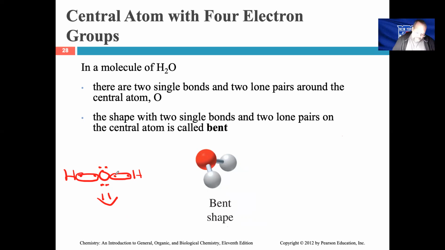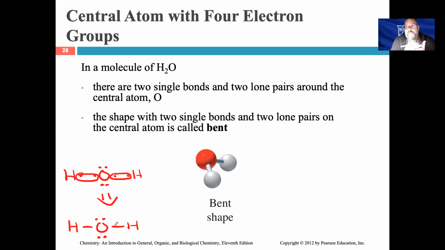So between those hydrogens and the oxygen, what are you going to have between them? You're going to have single bonds. And the oxygen carries with it 2 lone pairs of electrons, 2 pairs of electrons that are not involved in chemical bonding. So this oxygen now has 2, 4, 6, 8 valence electrons, and the hydrogens are happy here too. So in a molecule of water, again, covalent compounds are made up of molecules of that compound. There are 2 single bonds and 2 lone pairs around the central atom oxygen.